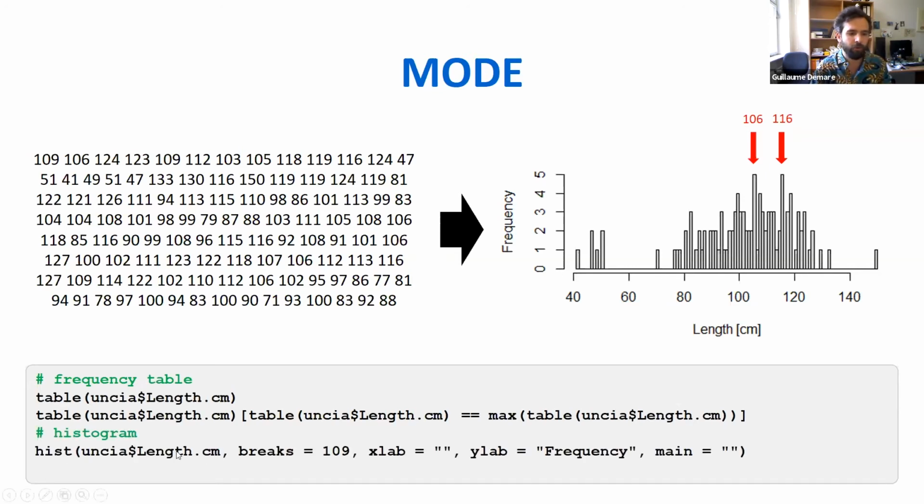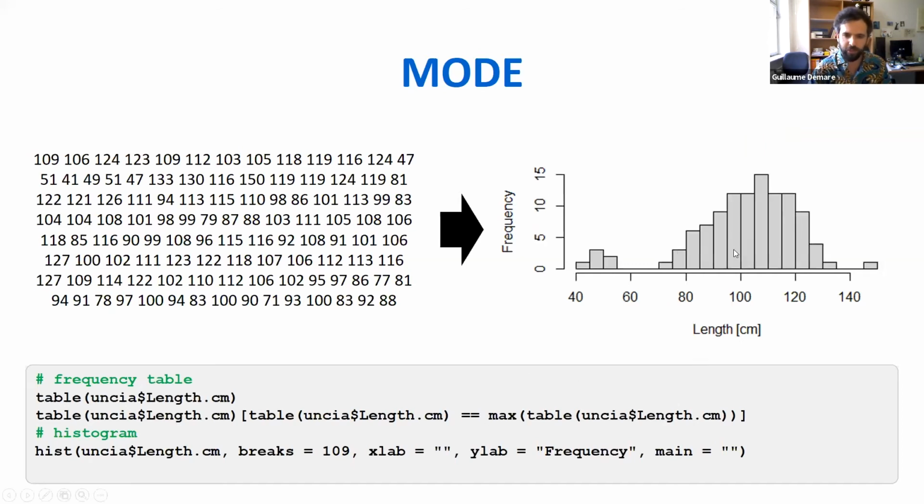This is the line of code you can use to make a histogram. It's the hist function. I'm using the length of Uncia once again. This is the number of breaks. I want to get 1 break for every case in the data so that I really get a bar for every value. These are just some arguments I'm putting.